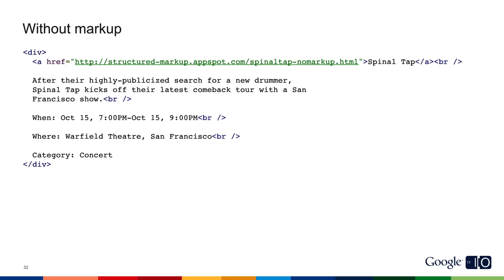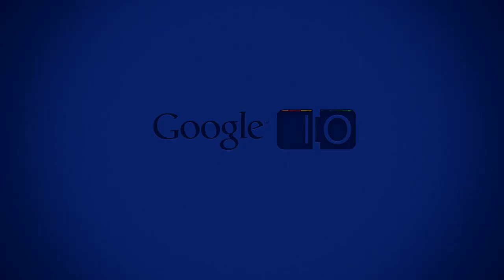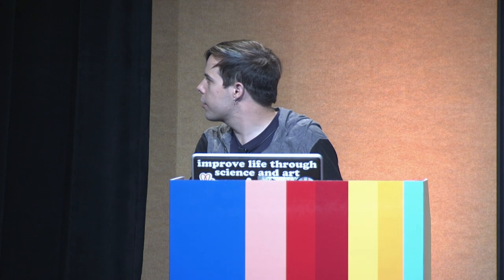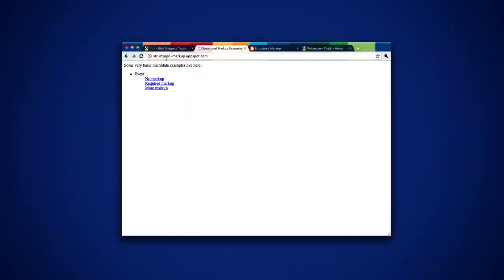This is a page without markup. And it's, as we would expect, a very simple HTML page. We've got some data, and we've got some very, very basic formatting with line breaks. I'm going to take a look at this page in the Snippet tool, just to get a default baseline expectation. So I've got structured-markup.appspot.com. This is just a static App Engine site. So I've thrown some static files onto App Engine so that you can play with them if you'd like.